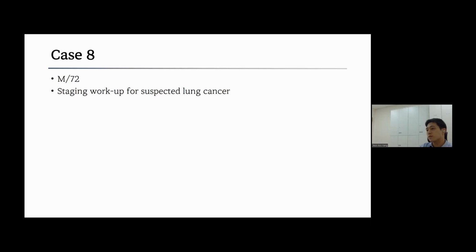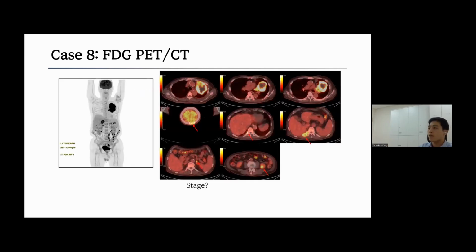The last case is about a 72-year-old male patient who underwent FDG-PET-CT for lung cancer staging. These are the FDG-PET-CT images, and what's the stage? There are multiple lesions, but the stage is very simple. For the primary tumor, a large hypermetabolic mass is observed in the left upper lobe, suggesting T4 cancer.